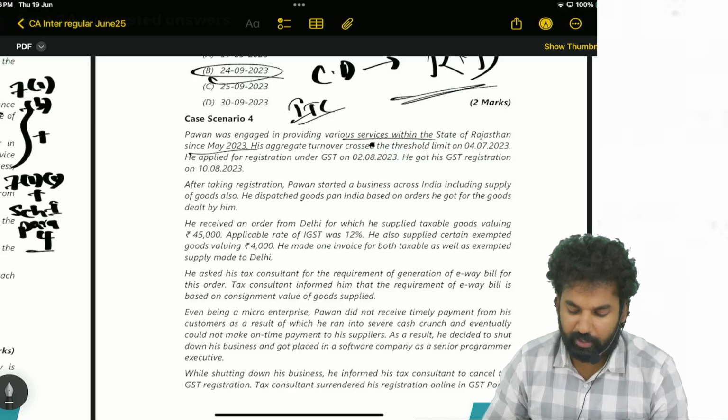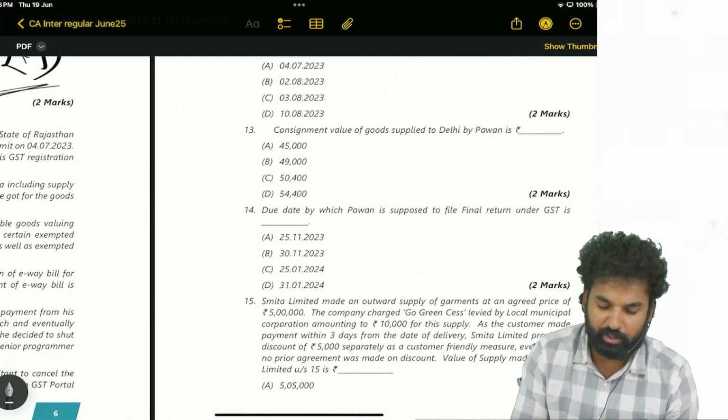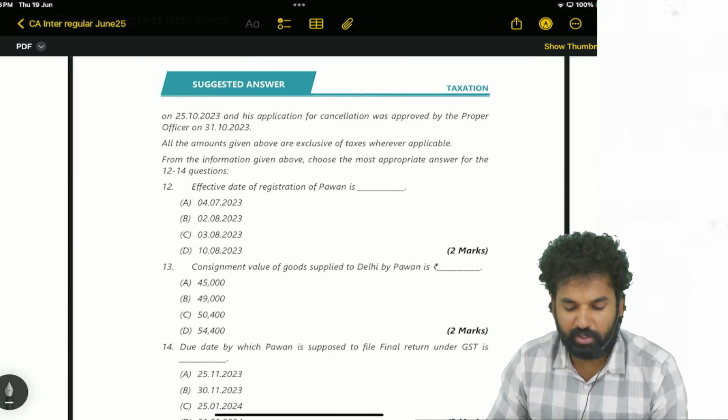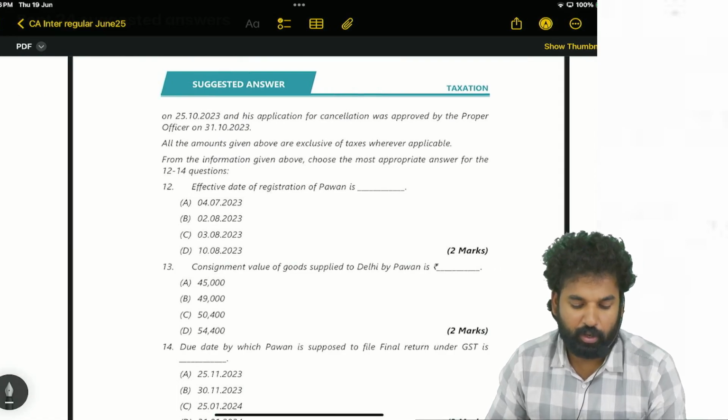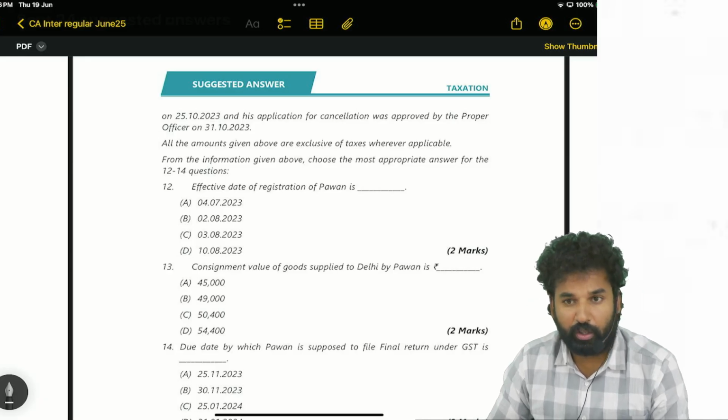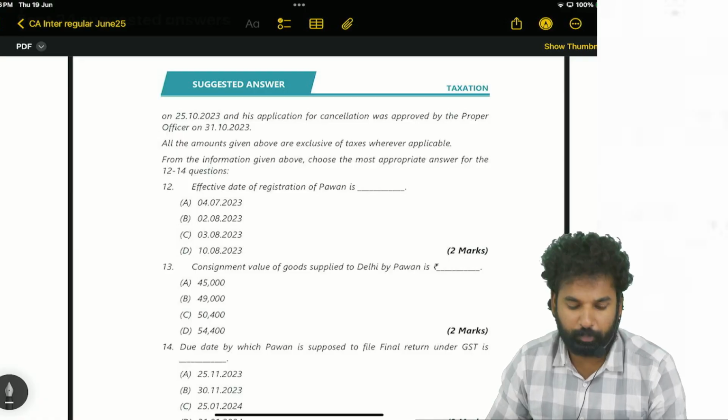Tax consultant surrendered the GST registration online in GST portal on 25/10/23, and application for cancellation was approved by proper officer on 31st October 23. All the amounts given above are exclusive of taxes wherever applicable.